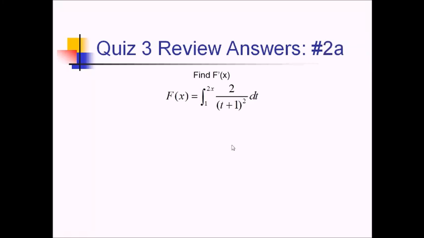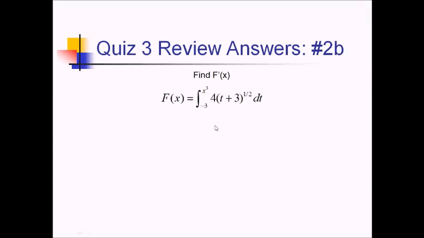For this problem, I'm trying to find the derivative of this integral function. Since I've got 2x in my upper limit of integration, I'm just going to substitute this variable expression, 2x, in for the dummy variable here. So I'm going to have 2 over (2x plus 1) squared. But since I'm taking a derivative, I have to use the chain rule and multiply by the derivative of 2x, which is 2. So then I've got 2 over (2x plus 1) squared times 2, which if I wanted to, I could simplify to 4 over (2x plus 1) squared.